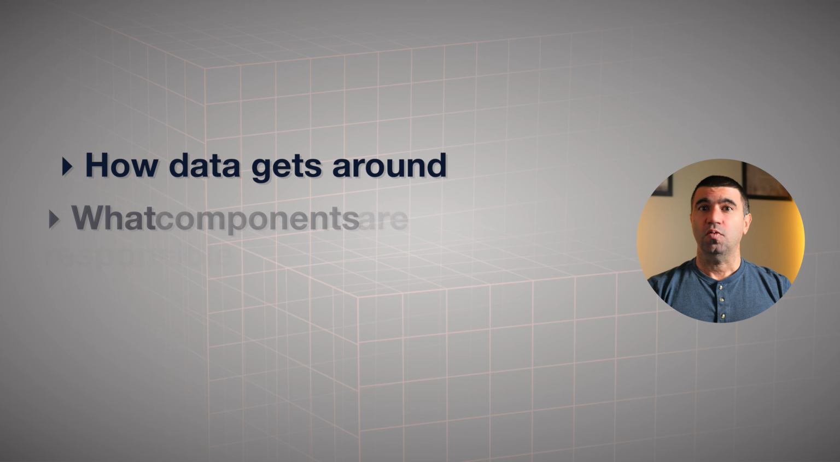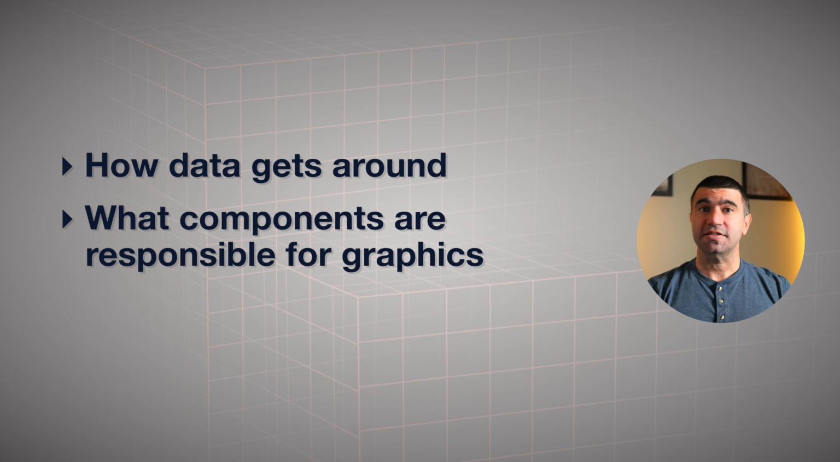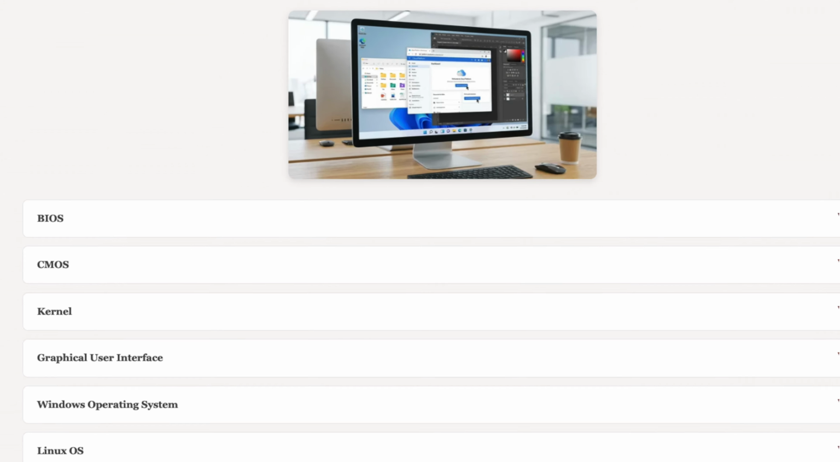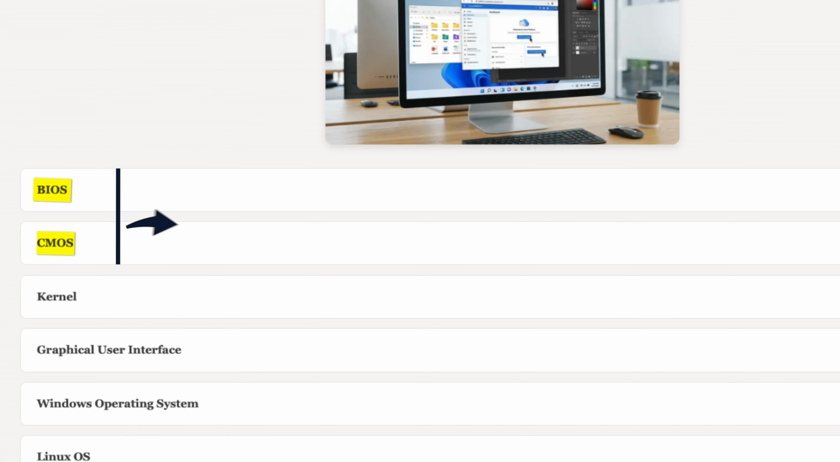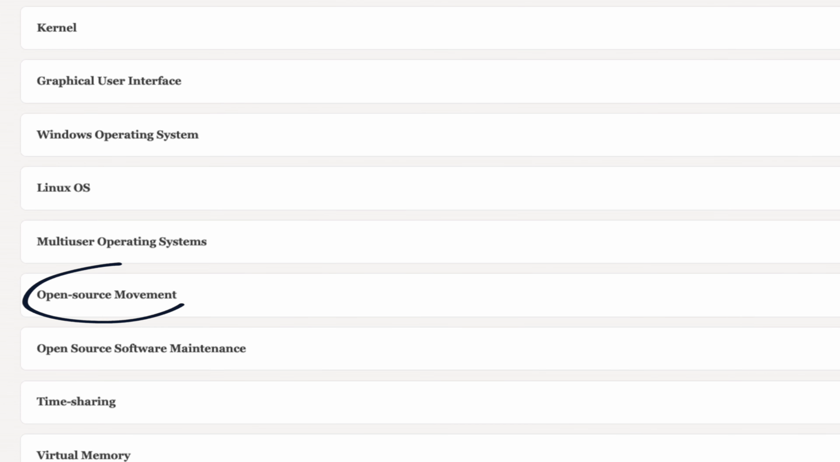You don't need to go too granular, like I wouldn't expect questions on what the north bridge of a motherboard does, but you do need to understand how data gets around, what components are responsible for graphics, data retention, input and output. Know what BIOS and CMOS are, and how they interact with the operating system. That leads us into software, so you'll need to know the difference between over-the-counter and open source, what a GUI is, and how software is created.